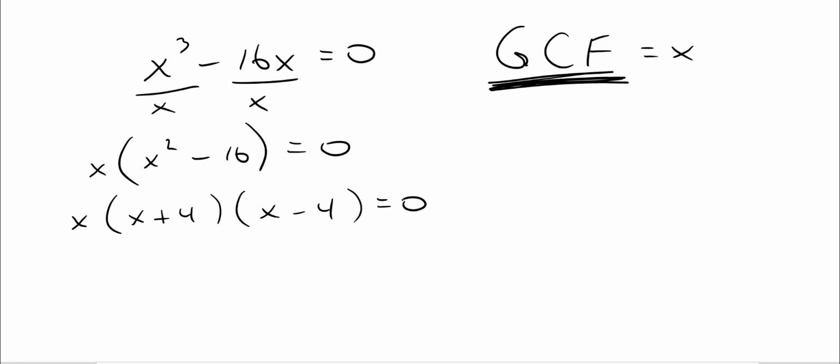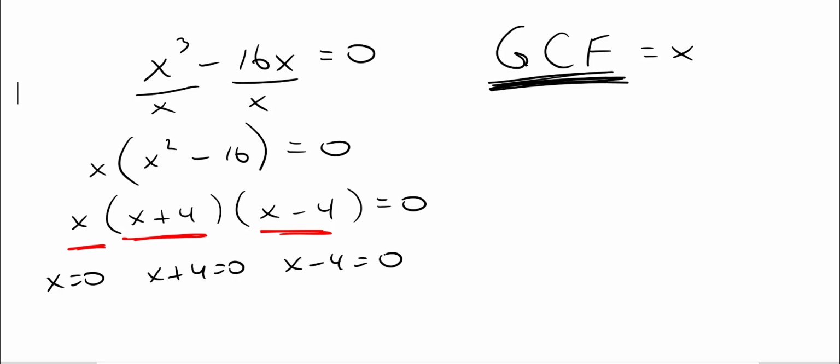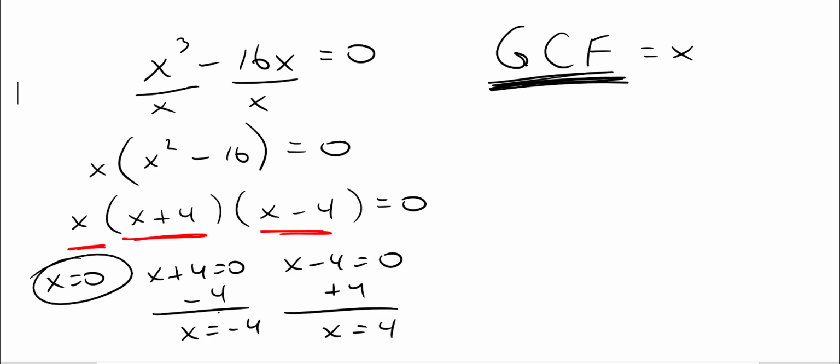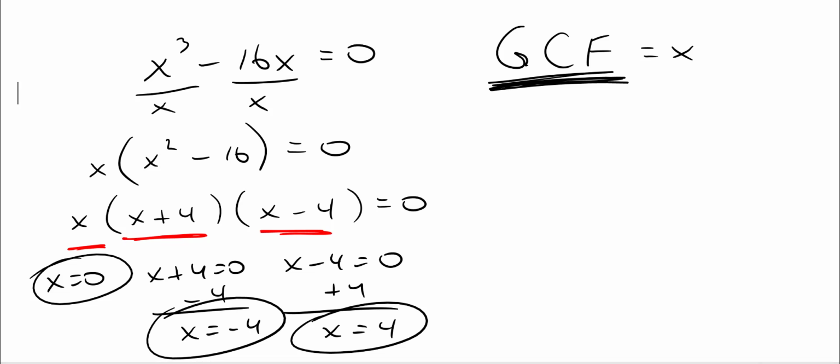How many answers am I going to have for this problem? 3. 1, 2, 3. That one's got an x there. If that had a 3 there and no x, you'd have two answers. It would just be x plus 4 equals 0 and x minus 4 equals 0. But because there's a variable, you're going to set everything equal to 0. So x equals 0, x plus 4 equals 0, and x minus 4 equals 0. Okay? And this one's already solved. Subtract 4, x equals negative 4, and add 4, x equals positive 4. Okay, there we go. Those are your three answers. Okay, so you got to factor, greatest common factor, everything, got to do all the factoring, then you set each of those equal to 0.